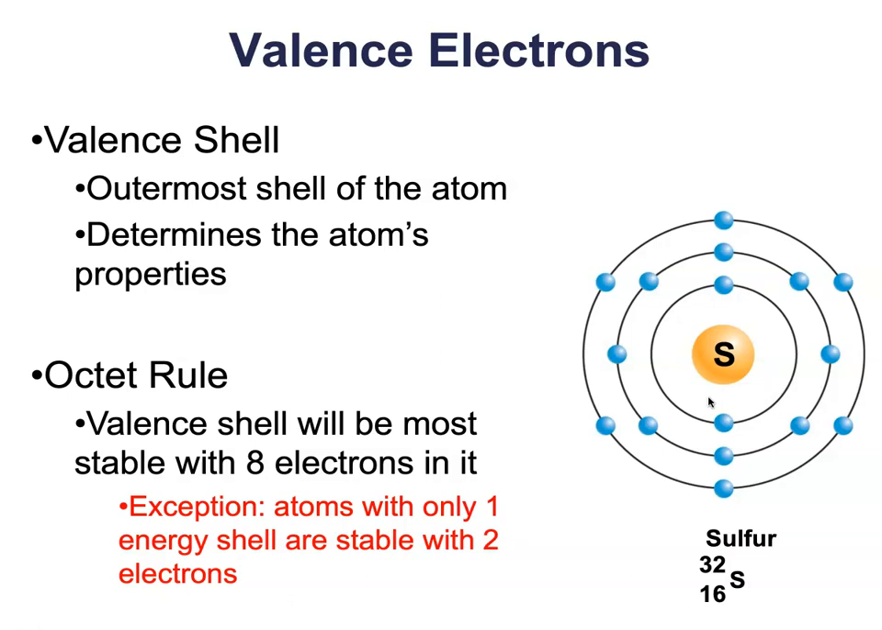But the octet rule basically says that every single atom out there wants to have a full valence shell. He wants to be stable, he wants to be happy. And the way he's going to do that is by pairing up with other atoms around him and making deals. He's going to wheel and deal and see if he can make deals to fill up his outermost shell, or his valence shell. This is what we call chemical bonding, and it's going to be the star of our next section on compounds and molecules.